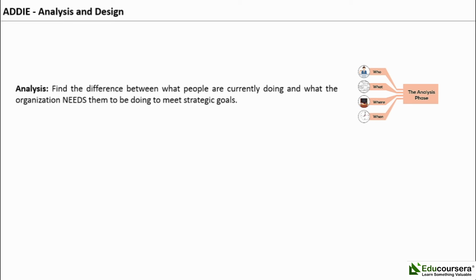For example, what are the training requirements? What is the performance gap? Who is the audience and what are their characteristics? What are the behavioral outcomes desired? What are the delivery options? What are the timeline and budget constraints?